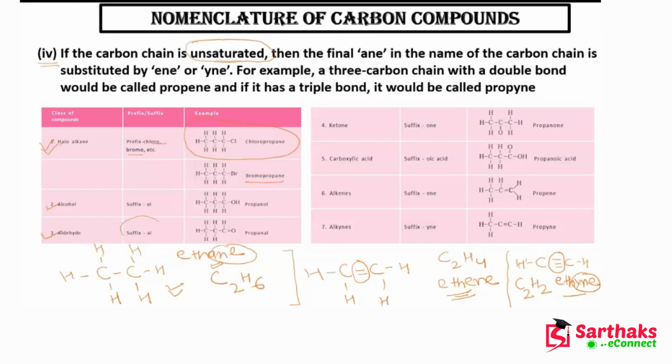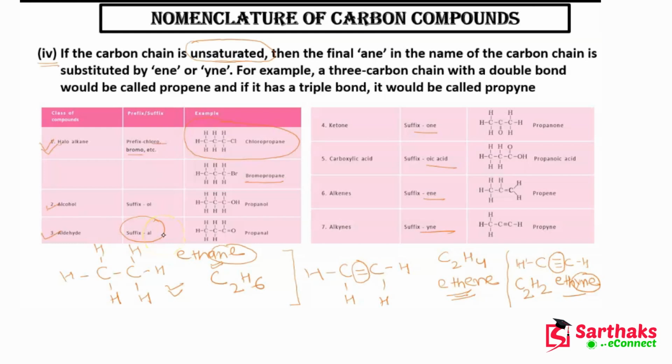This is the aldehyde group. For aldehydes, we use the suffix al. For ketones, we use the suffix one. For carboxylic acids, we use oic acid. For alkenes, we use ene. And for alkynes, we use yne. So I hope this is clear to you. Let us move on to the next slide.